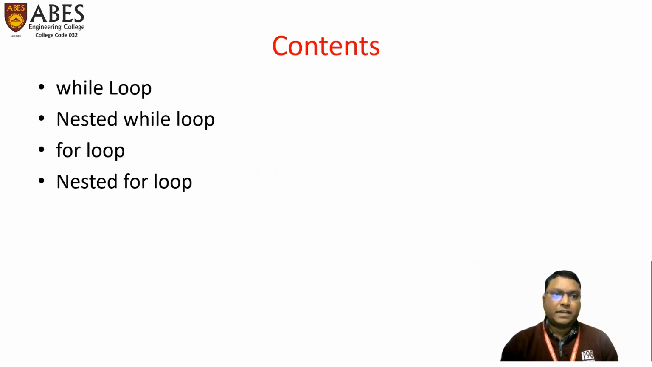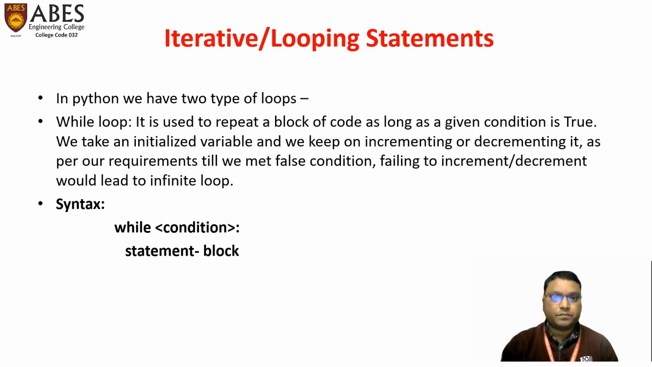So in this lecture, I will discuss while loop, nested while loop, for loop and nested for loop with their proper examples also. So in Python, we have two types of loop: number one, while loop, and second one is for loop.